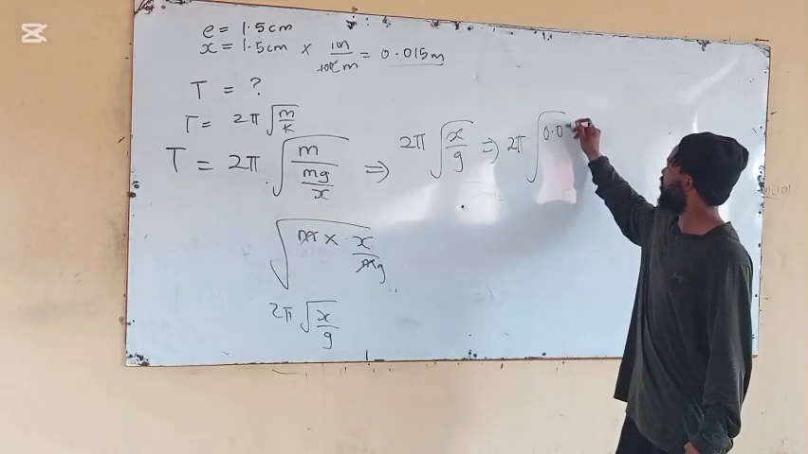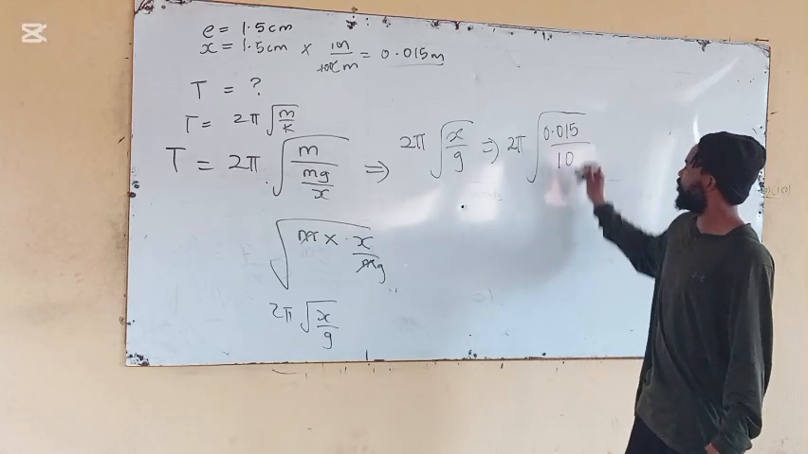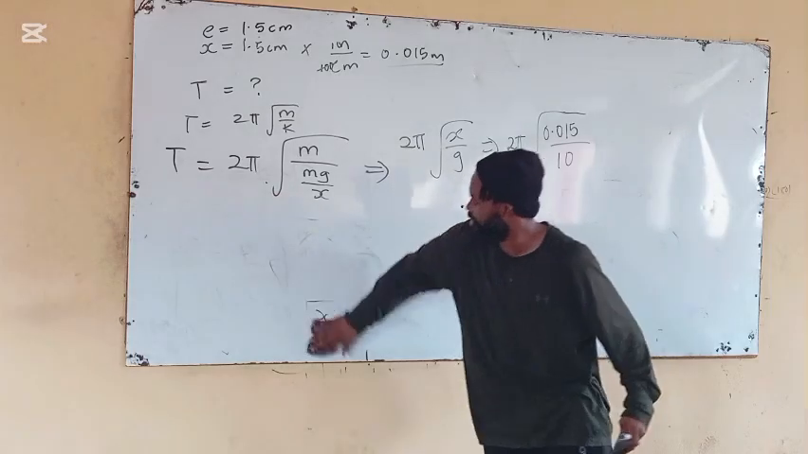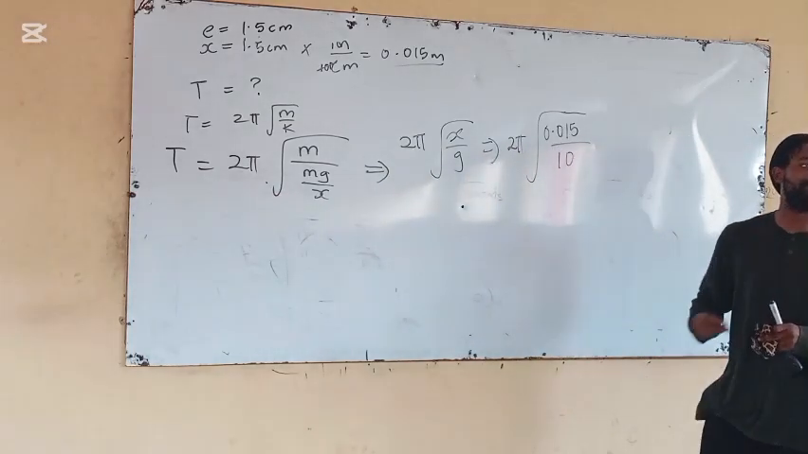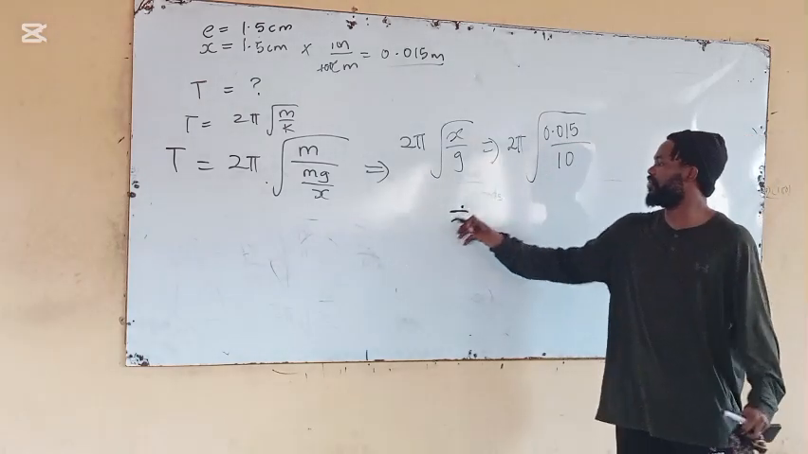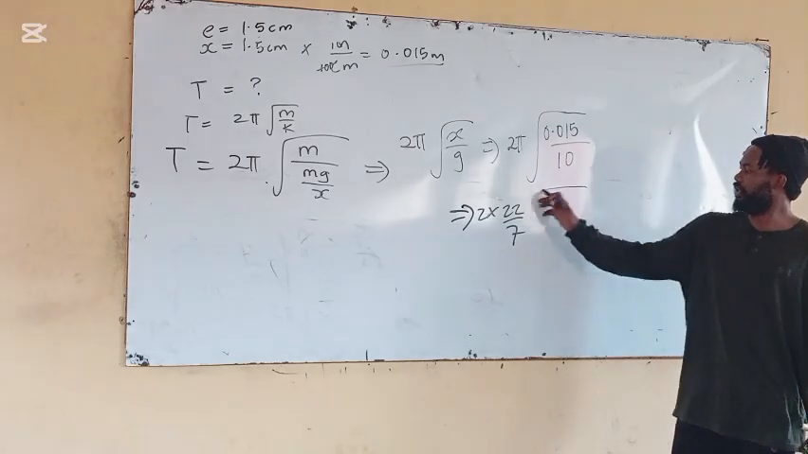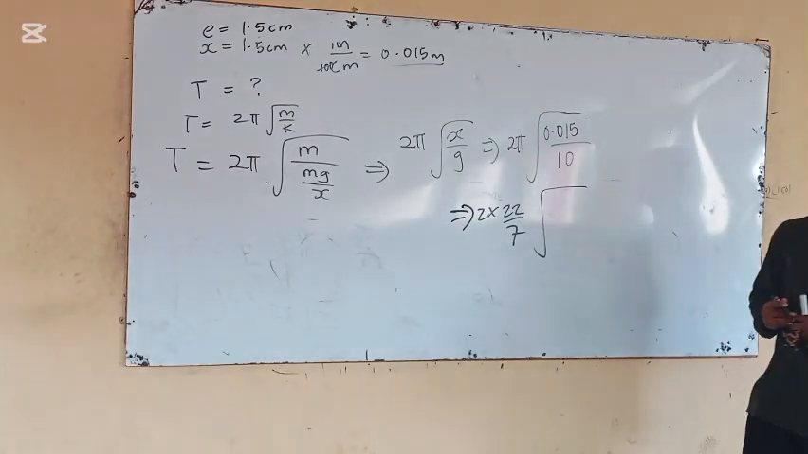0.015. Should it? Yes. Then g is constant. You can use 10 or 9.8. So punch for me, what do we have? 2π is 22 over 7, right? Yes. So this is now going to be the center, saying 2 times 22 over 7, times the square root of 0.015 divided by 10.